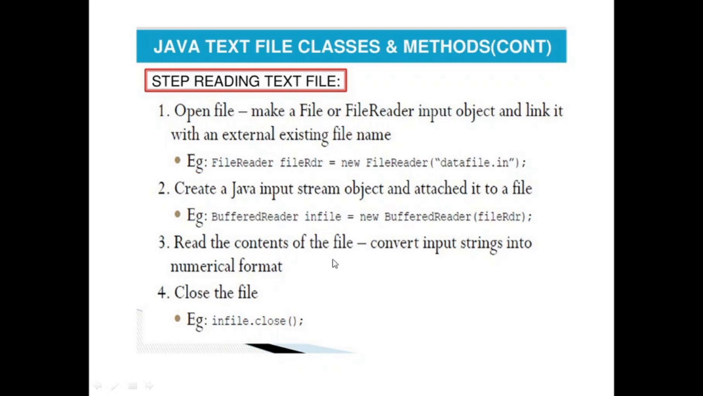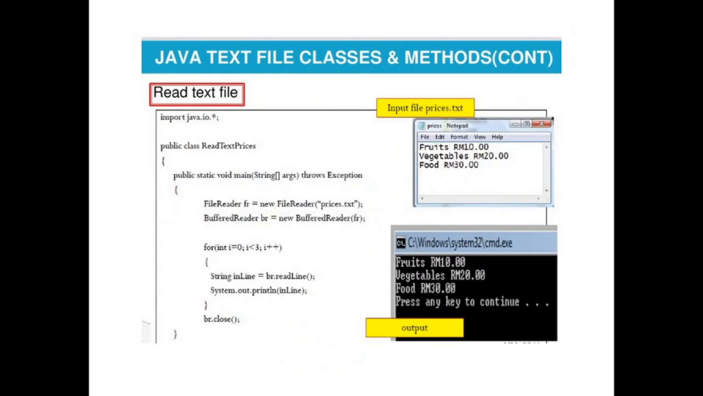An easy example is that you can display the values on the display, and after that you can close the file. Now, how to read a file? This is a program that shows how we can read a file. First of all you have FileReader fr is equal to new FileReader("prices.txt"), then BufferedReader br, and in the constructor of BufferedReader we pass fr, the object of the FileReader.